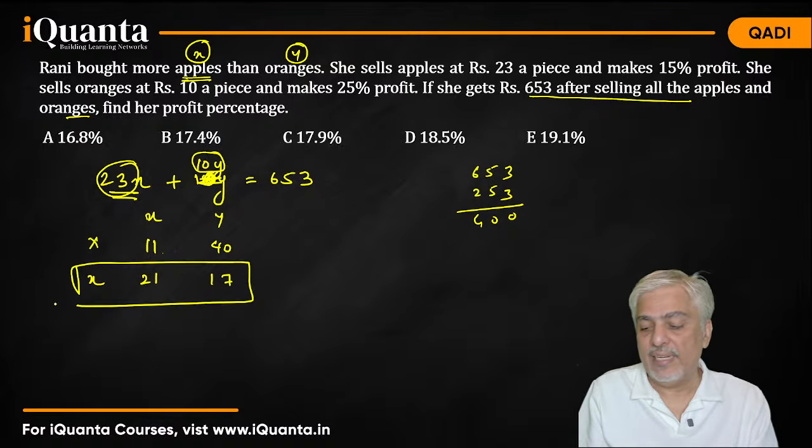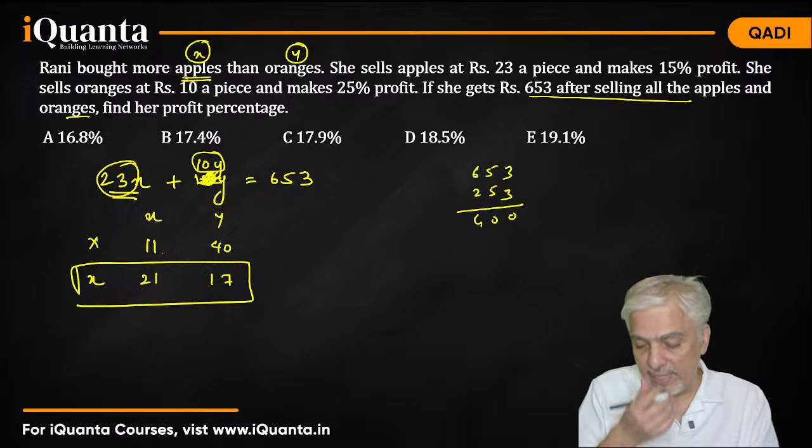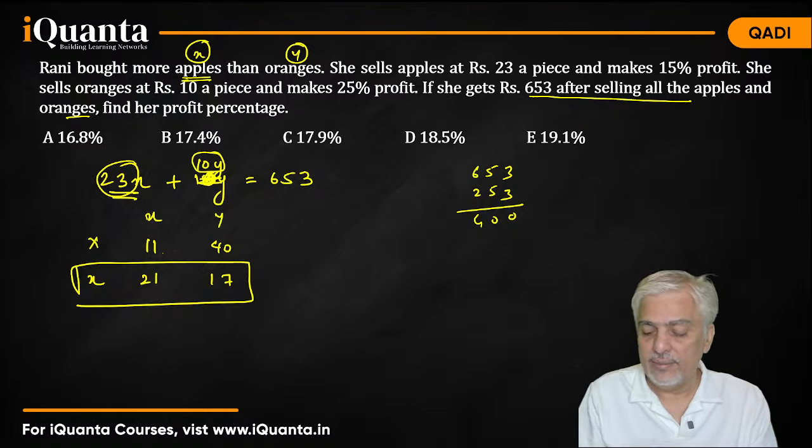After this, it will become negative. So these will be the numbers we have. X is 21 and y is 17. Right? I'm just checking again whether we have made any mistake. No. So x is 21 and y is 17. And what is the profit percentage they've asked?